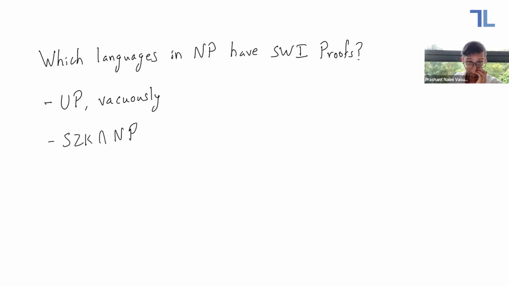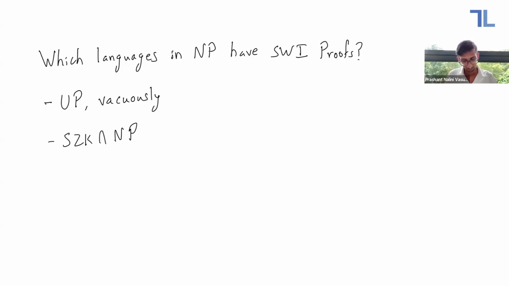And going back to the question that was just asked, you can also show that languages that are in SZK intersect NP have such proofs. The intersect NP is important here because, as I said, the zero knowledge property does imply the witness indistinguishability property. But whereas zero knowledge makes sense for languages that may not be in NP, as I was pointing out earlier, witness indistinguishability only makes sense for languages in NP. Otherwise, it's not even defined, right? So you can only really ask the question of whether this language has a witness indistinguishable proof if the language is already in NP.